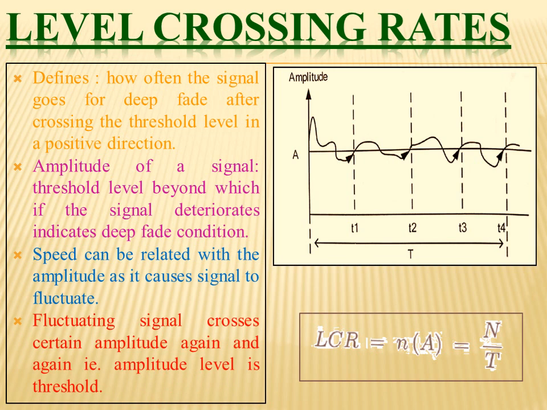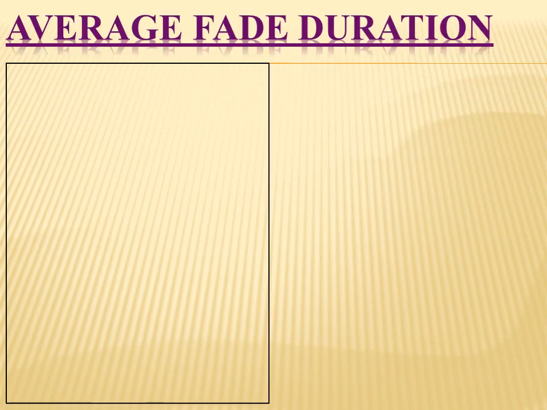The fluctuating signal crosses the amplitude again and again, which is known as the threshold. As formulated here, LCR equals n by t, where n is the number of times it goes beyond the threshold level and t is the time duration for which it goes into the deep fade condition.